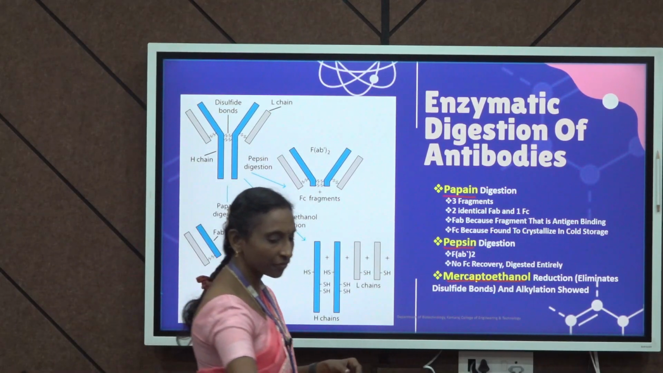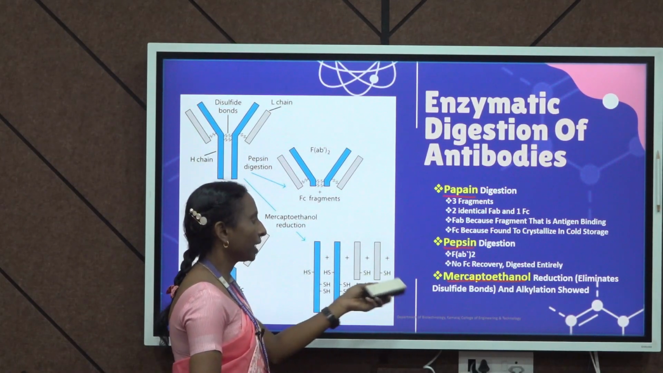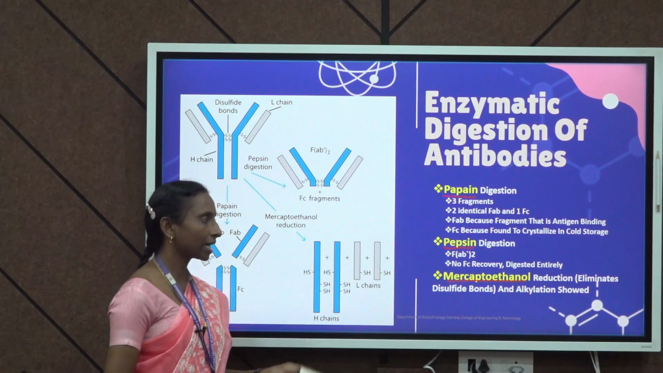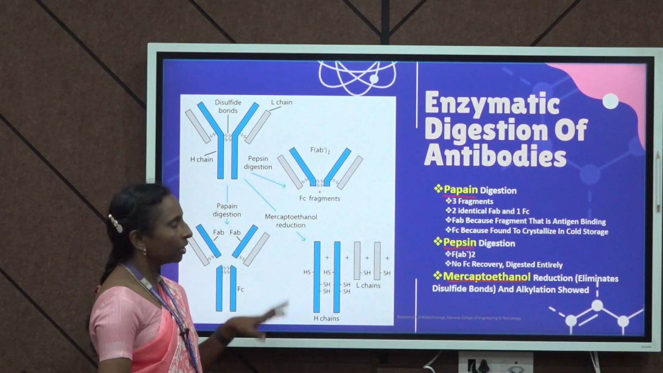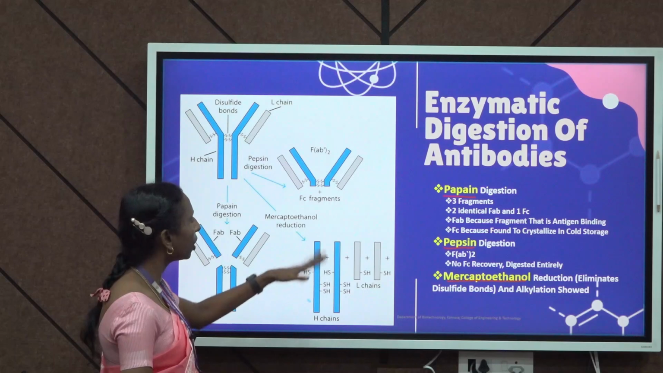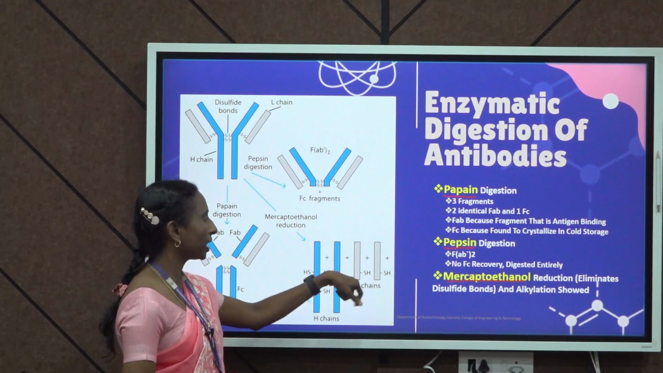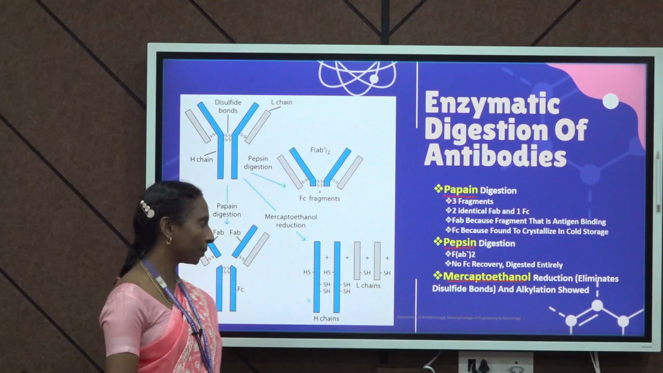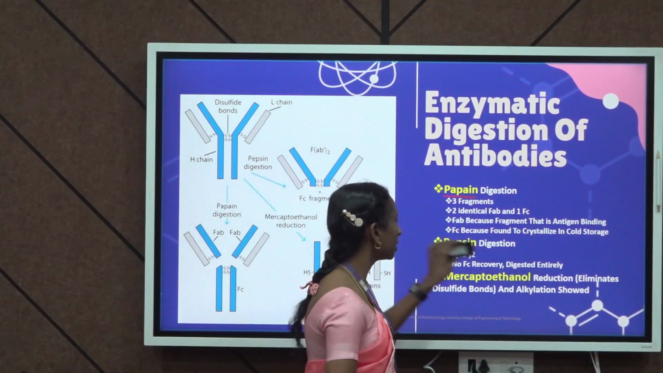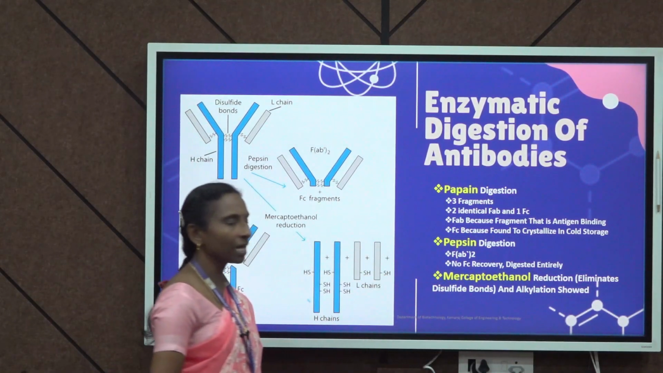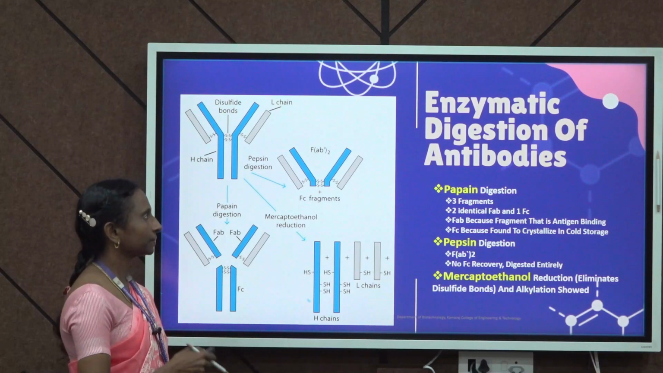And irrespective of these two, when mercaptoethanol reduction is carried out on an antibody, it will eliminate all the disulfide bridges, leaving behind only the heavy chain and the light chain as individual compounds. So, this is the result of papain, pepsin and mercaptoethanol reduction.